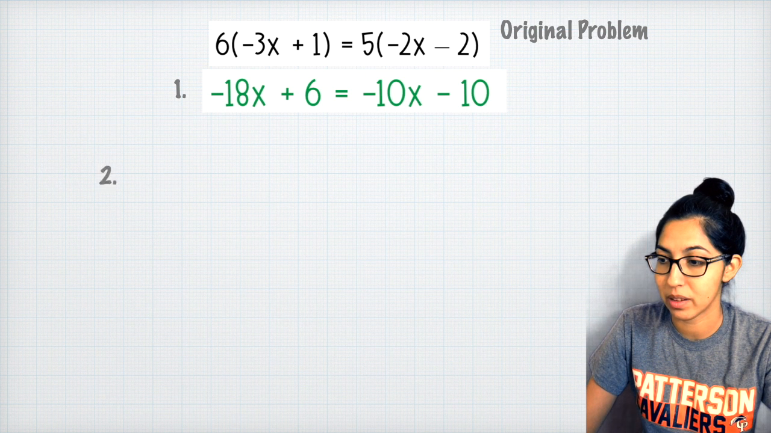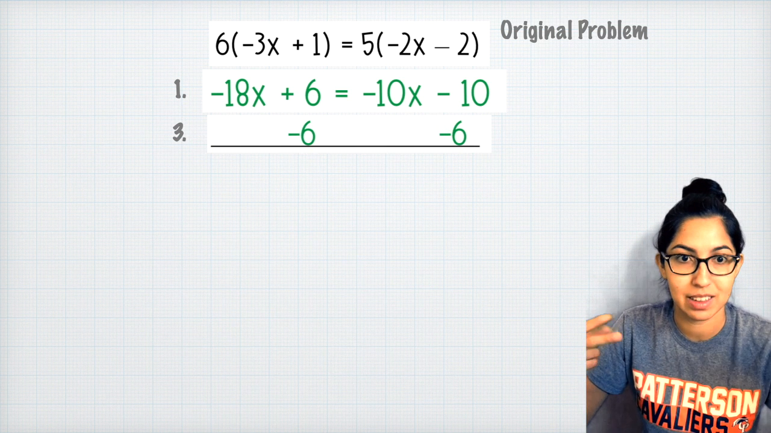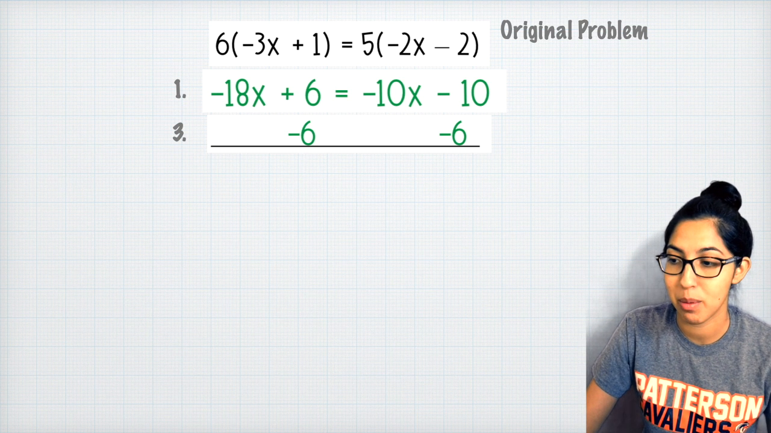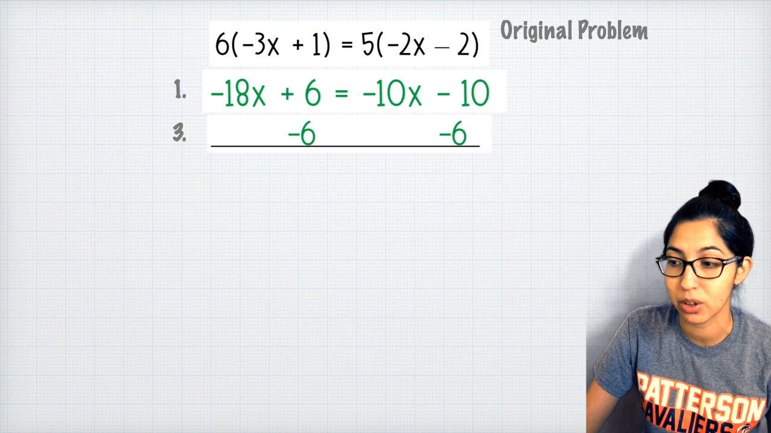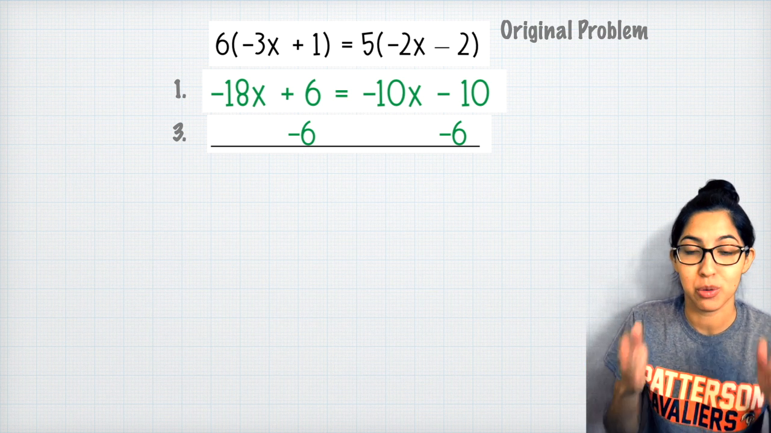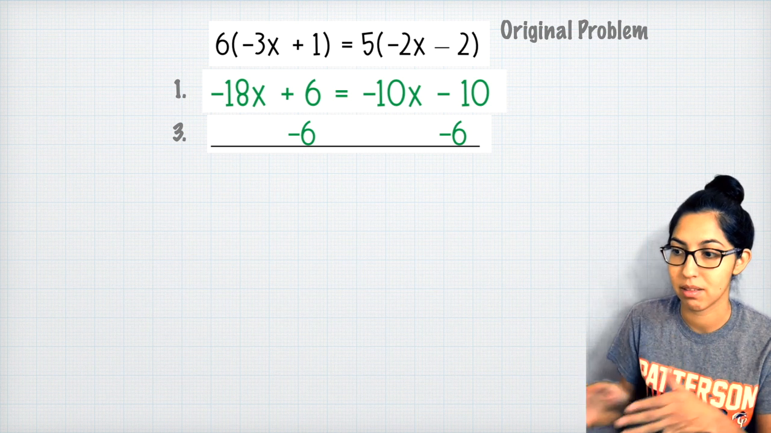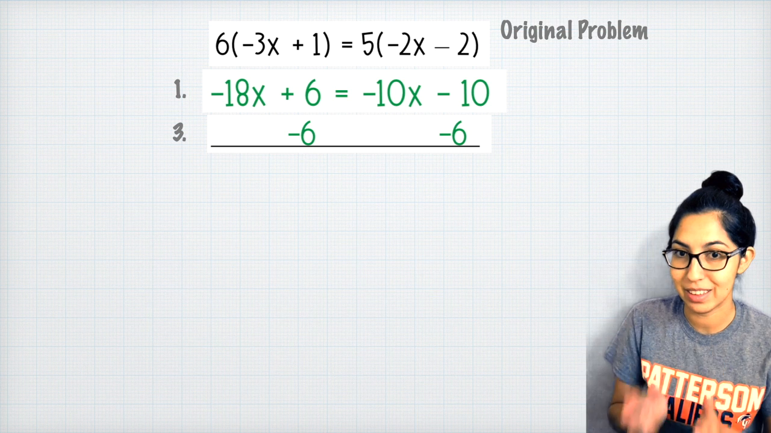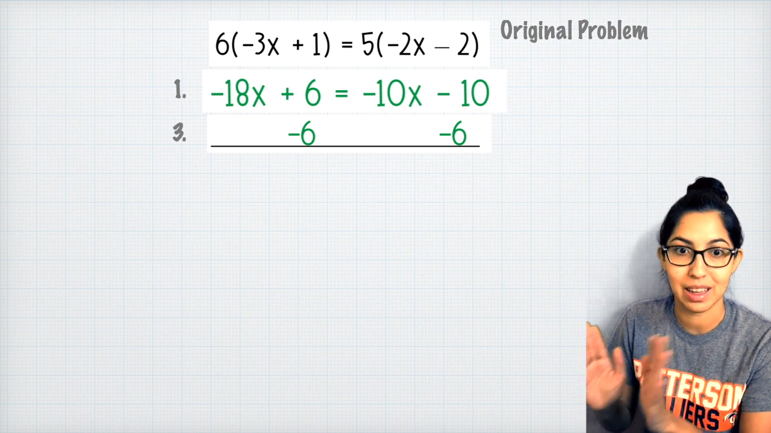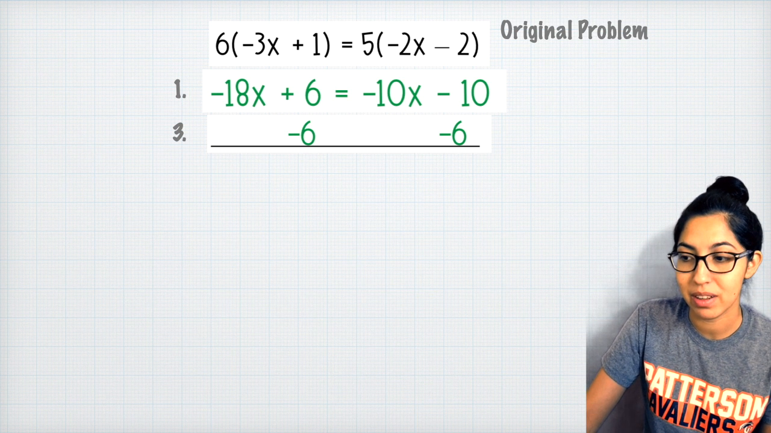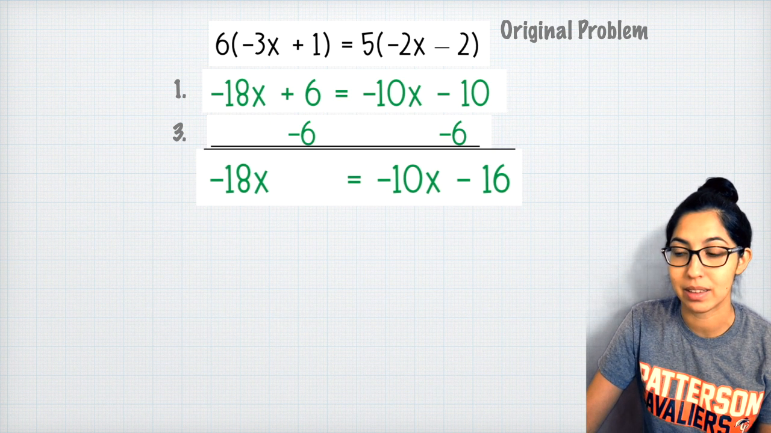Okay, so then step 3, we're going to move those constants first. So see, like I said, step 3 and 4 are interchangeable, so you can do whichever one you want first. This time I moved the constants first, so that positive 6 becomes a negative 6. It has to go to a like term. So when you're moving things across the equal sign, they have to go to like terms. So if I move that constant, it has to go to another constant. It can't just go to the variable. Okay? So then we end up with negative 18x equals negative 10x minus 16.